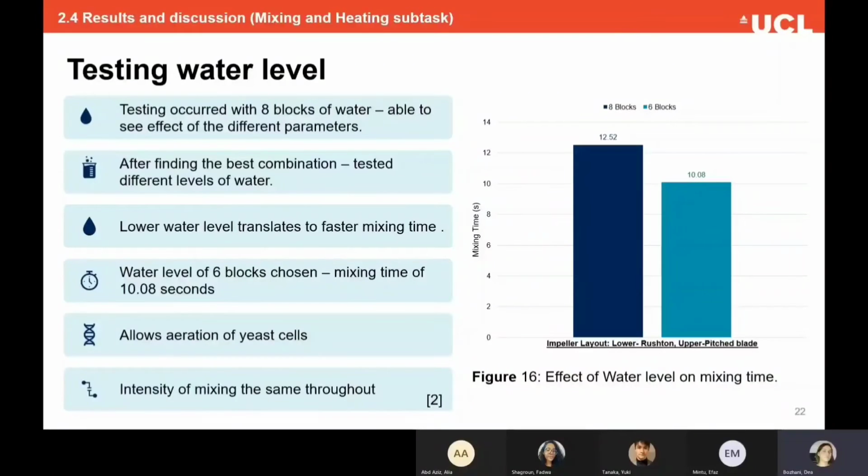After choosing the combination that compromised between a good mixing time and power usage, we then tested this combination with different water levels. As seen in the graph, the lower the water level, the faster the mixing time, which was the result we expected to see, as the volume being mixed would be lower. Therefore, we decided to use 6 blocks of water, which would be 3/4 of the height. This allows the aerobic respiration of cells and mixing at the top of the liquid, as it is not too far away from the impeller zone.